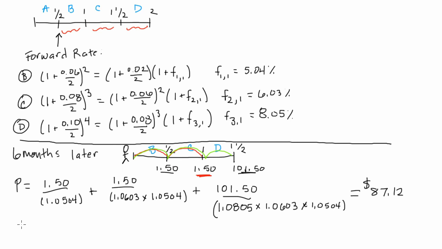So the holding period return over 6 months is going to be the price of the bond in 6 months, so that 87.12 we just figured out, minus the price of the bond when we bought it, which was $87.74. We figured that out at the very beginning, plus an intermediate cash flow of $1.50. That's the cash flow we received at that 6 month mark, divided by what we paid for the bond. And we get a holding period return of about 1%.